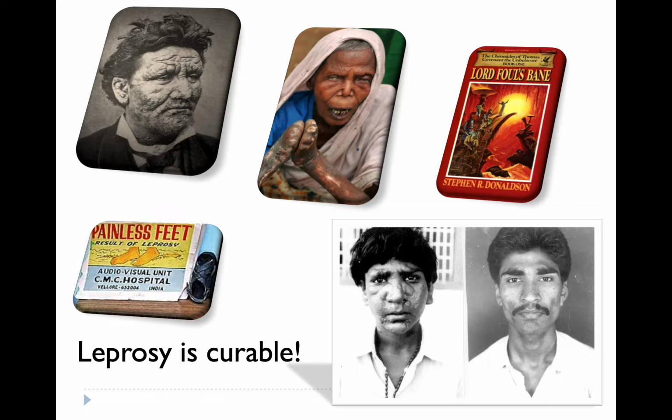And here's just some images. This is an old Norwegian man with leprosy from over 100 years ago. Norway was one of the last countries in Europe to have very appreciable numbers of leprosy patients. Here's an individual from South Asia, and you can see here the characteristic lesions you get where you end up losing your fingers.